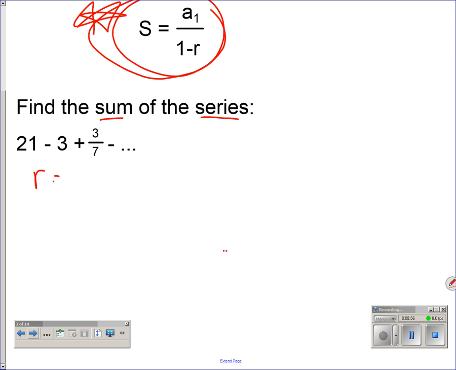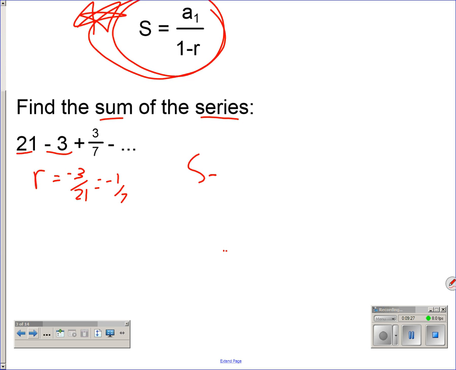So the first thing you have to do is identify what your rate is. You have to make sure your rate's between -1 and 1. Some people might not be able to see that just by looking at it. So if you can't, just remember, take one term and divide by your previous term. That ends up being -1/7. Is -1/7 between -1 and 1? Yes, it is. So I'm able to find that infinite sum.